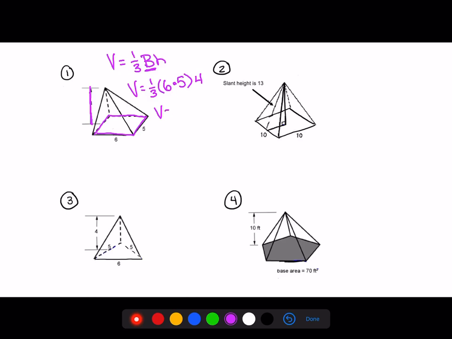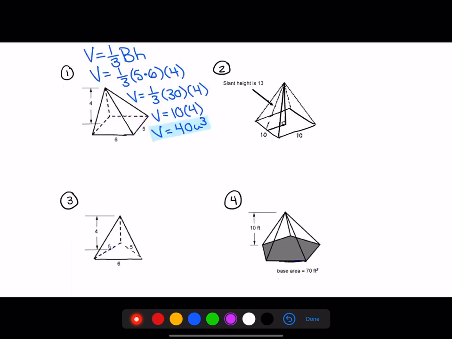So that gives us volume is equal to 1/3 of 30 times 4. Well, 30 divided by 3, or 1/3 of 30, is just 10, times 4, which is equal to 40, and then again we're in units cubed. So again, our units must be cubed. And there's our work right here, same exact thing. Go ahead and try number 2 out next. I'll be working on it in just a moment.